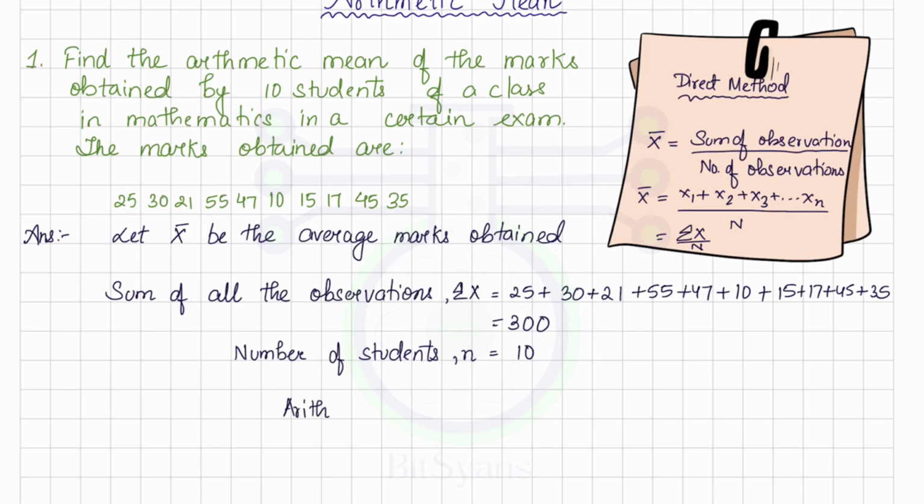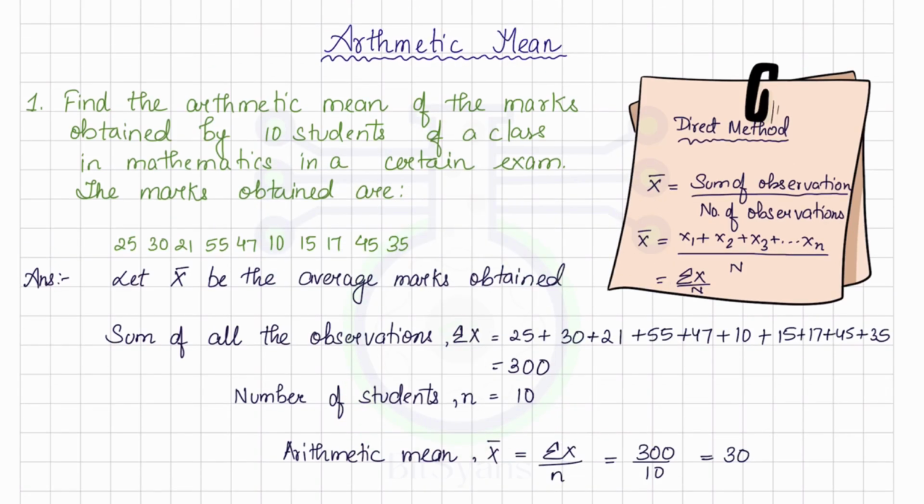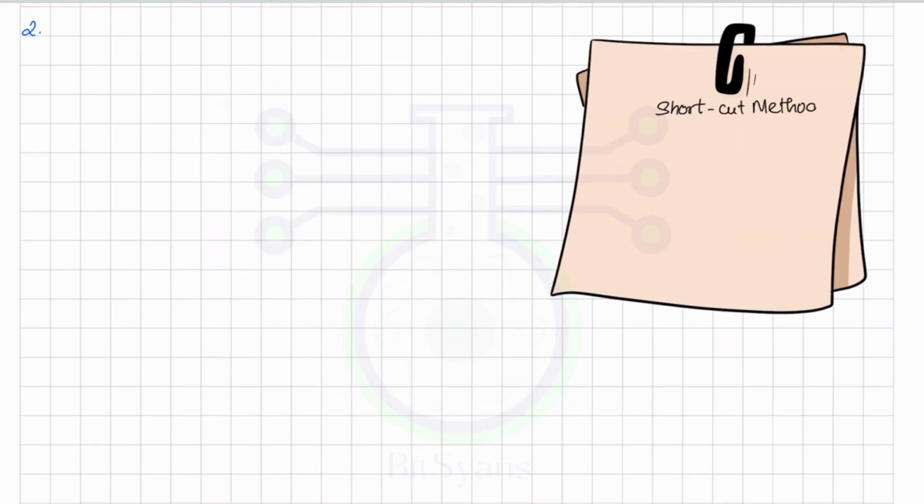So if we put the formula, arithmetic mean is equal to summation of x by n, which is 300 by 10, and the answer is 30. This is one of the easiest and most direct methods to calculate the arithmetic mean. Now let's check the shortcut method.